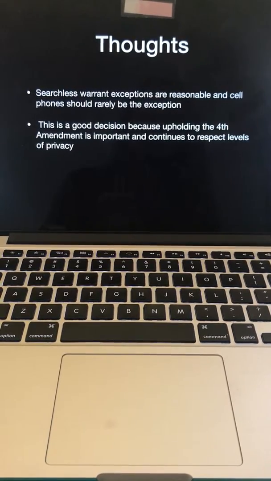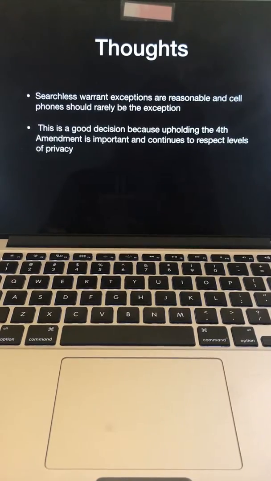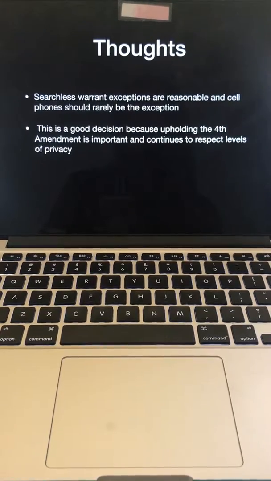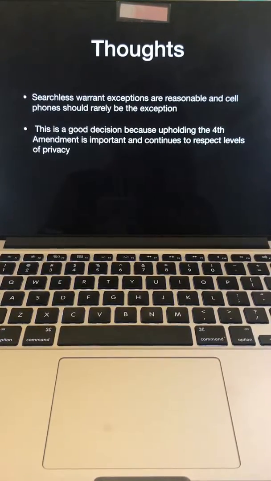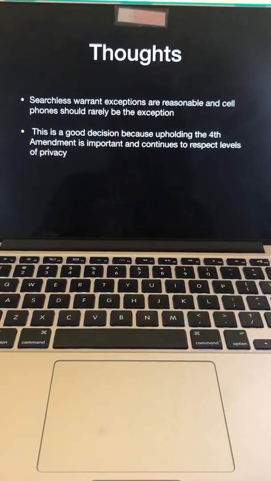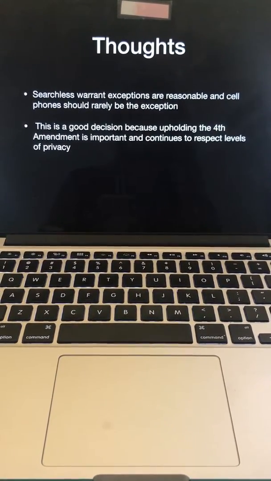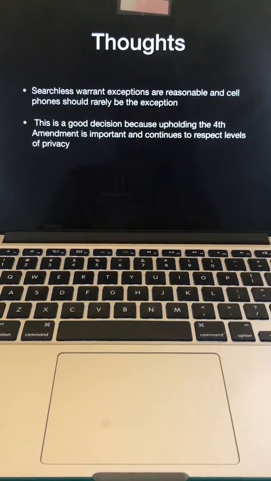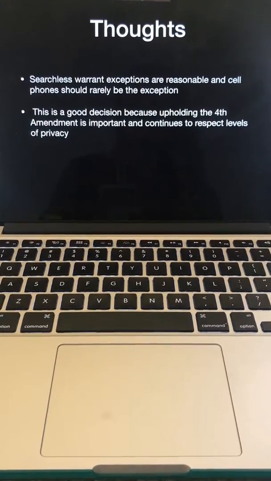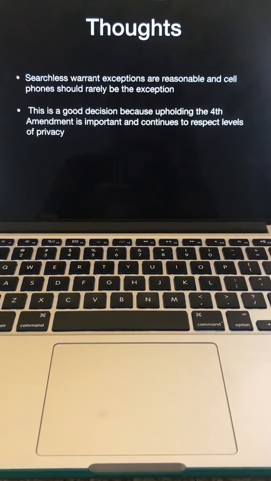Now that kind of flows into my thoughts on this case. I believe that searchless warrant exceptions are reasonable, and cell phones should rarely be the exception for this, because I believe there are cases where law enforcement needs to search a cell phone or similar device. However, I think that is a very small amount of cases, and that officer safety and preserving evidence is not often at risk.